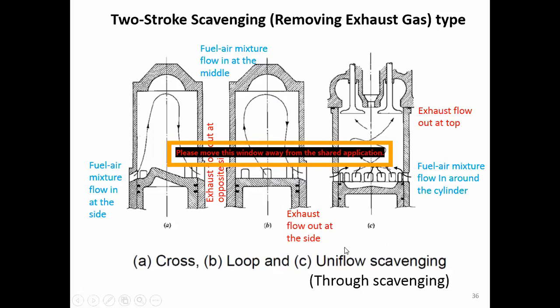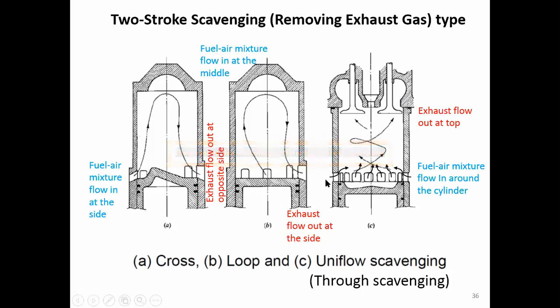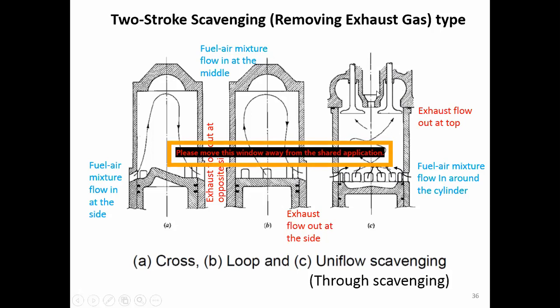Okay. The last one, uniflow scavenging. You have the inlet port all around the surface of the cylinder. And the exhaust valve is on the top. So the air-fuel mixture flows in and pushes all the exhaust to flow out at the top, not at the side like the first two. It pushes the exhaust to go out at the top. This is called uniflow scavenging or through scavenging.